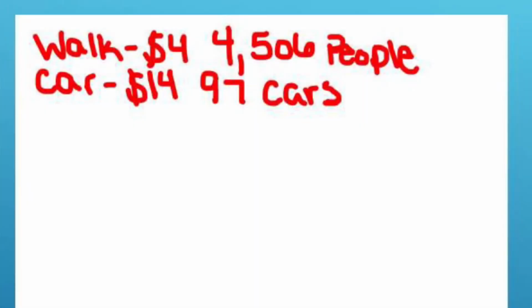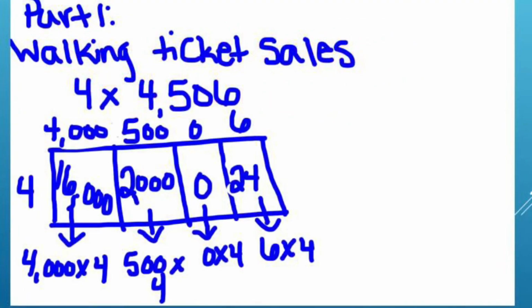As I start this problem, I remind myself that to walk onto the ferry, it's $4, and there were 4,506 people who did that. To drive a car onto the ferry is $14, and there were 97 cars. The first part of this problem, I need to figure out the total amount of money from the walking ticket sales. So I'm going to start by taking the $4 that each ticket costs times the 4,506 people. In order to solve that, I'm going to use the area model.